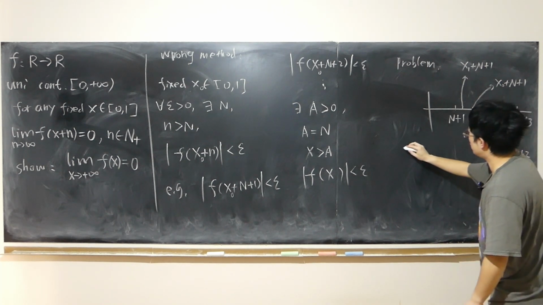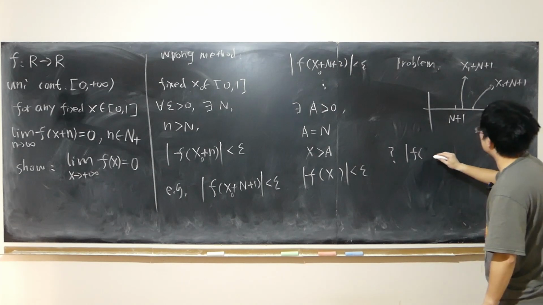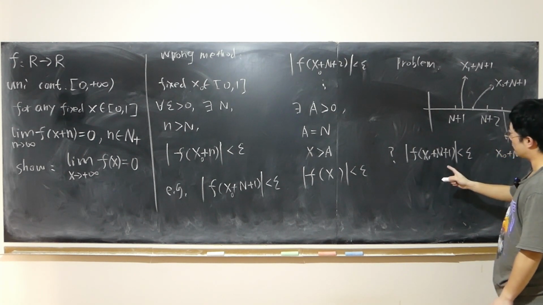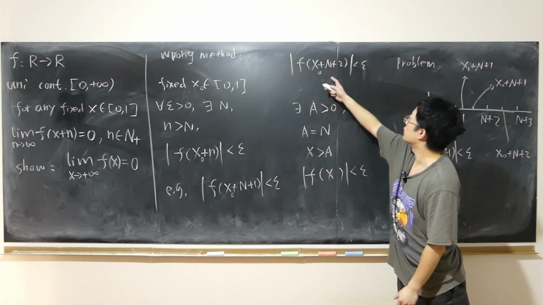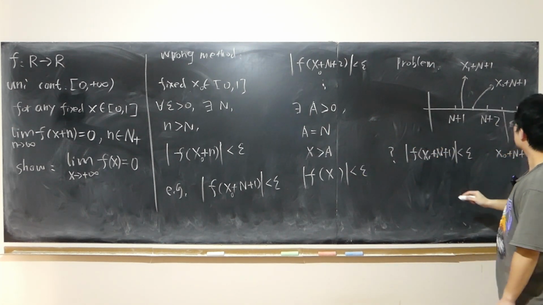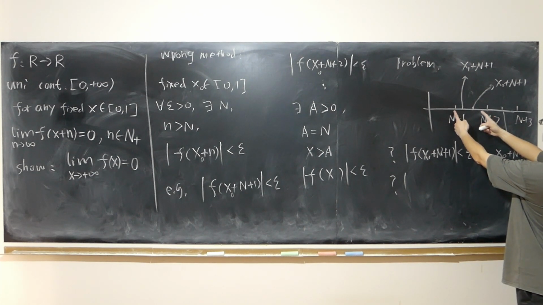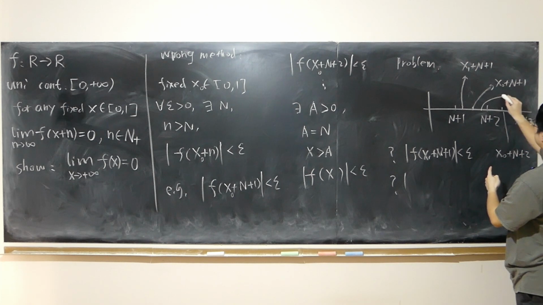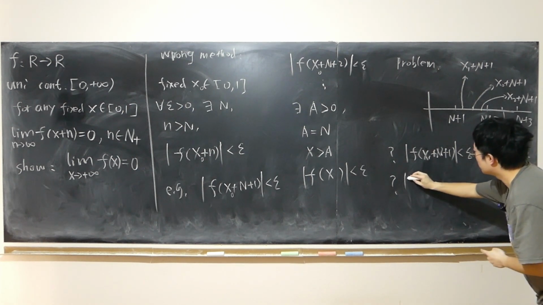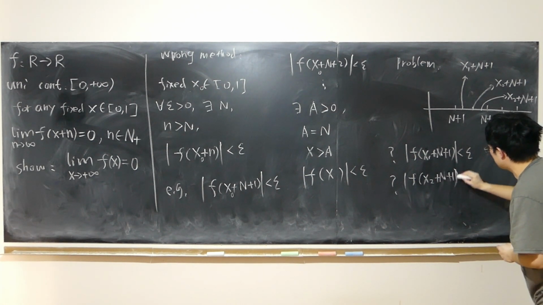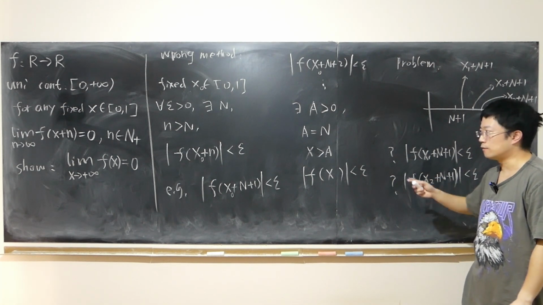Is it still true? The absolute value of f of x1 plus capital N plus 1, is it still less than epsilon? That's my question. It's true for this x naught, but is this also true? Furthermore, in this interval, let me choose another point. Instead of this point, let me choose this point, which I'll call x2 plus capital N plus 1. Is it still true? The absolute value of f of x2 plus capital N plus 1, that's my question. If we cannot show that, then the proof is wrong.